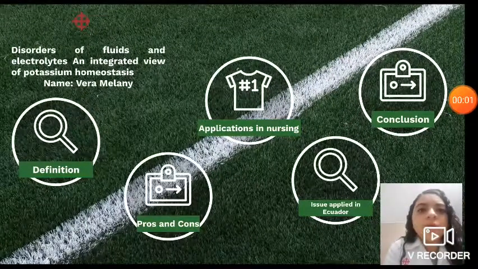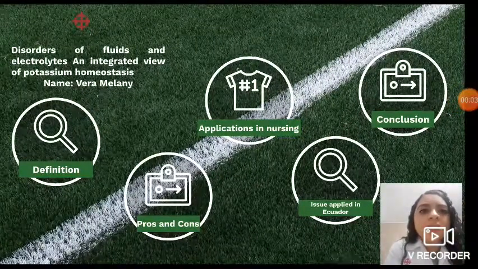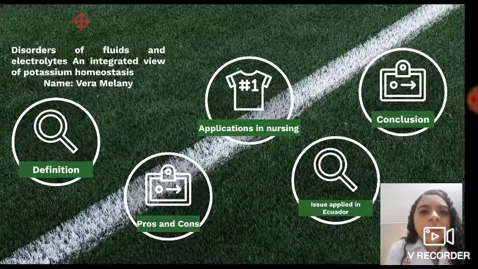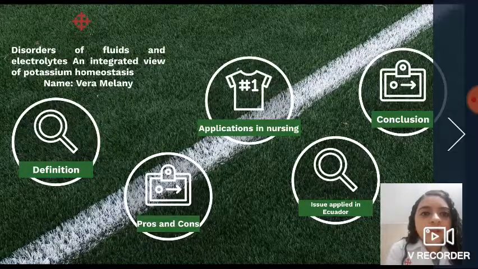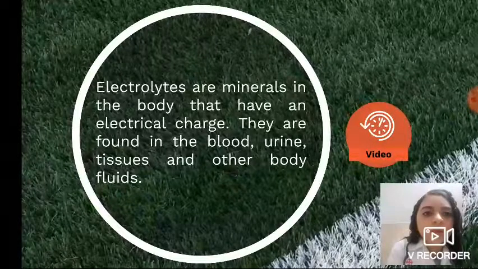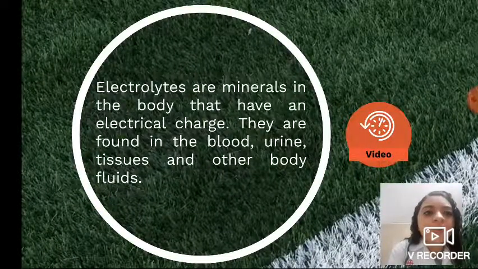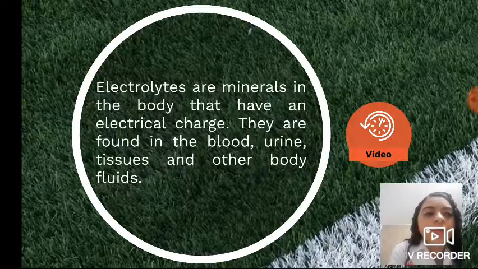Topic: Disorders of fluids and electrolytes and integrated potassium homeostasis. Definition: Electrolytes are minerals in the body that have an electrical charge. They are found in the blood, urine, tissues, and other body fluids.